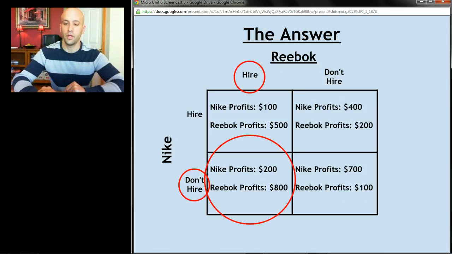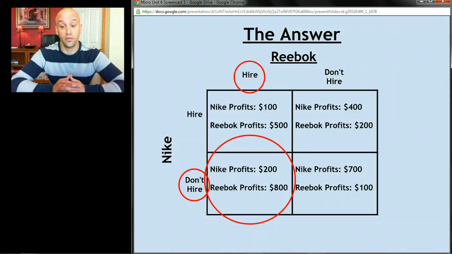Unpause. Here's the answer. In this game, they both have a dominant strategy, but their dominant strategies are different. Reebok's is to hire one, and Nike's is to not hire one. And if you follow those dominant strategies to the box they lead to, you have the Nash equilibrium, in this case, the bottom left box.